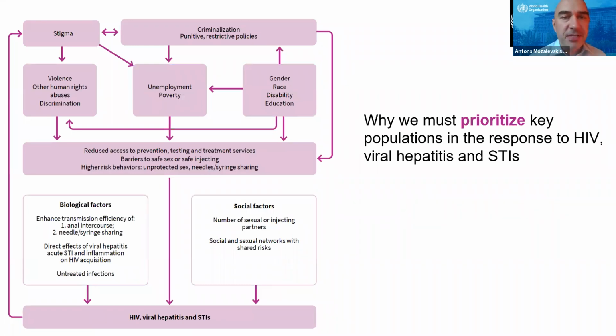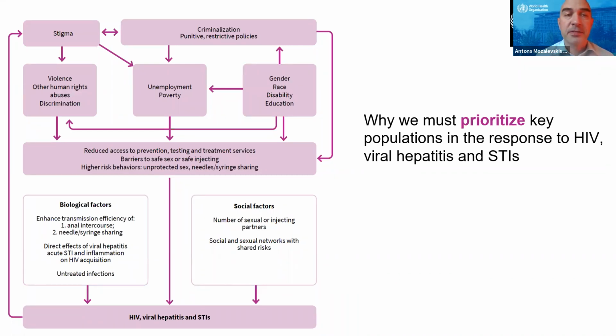First of all, we must prioritize key populations in the response to HIV, viral hepatitis, and STI. Key populations is an internationally recognized term for people who, due to some risk factors, some behavior or occupational or other factors, are at increased risk for HIV infection, and not only HIV but also viral hepatitis and STI. In these updated guidelines, for the first time, we integrate the three disease areas in one document, also showing that it's more efficient to address HIV together with viral hepatitis and STI. The five key populations are men who have sex with men, sex workers, people who inject drugs, trans and gender diverse people, and also prisoners.